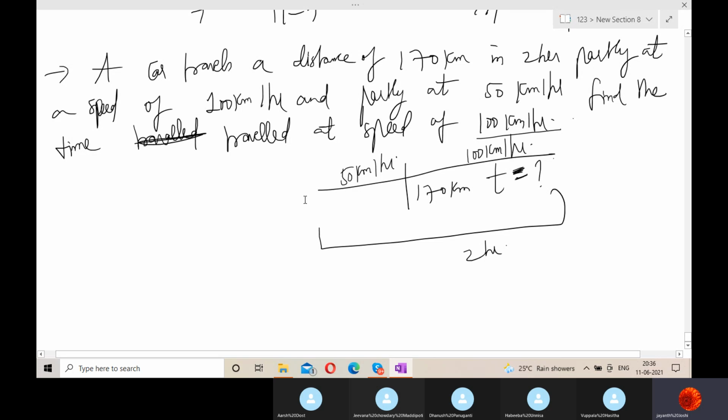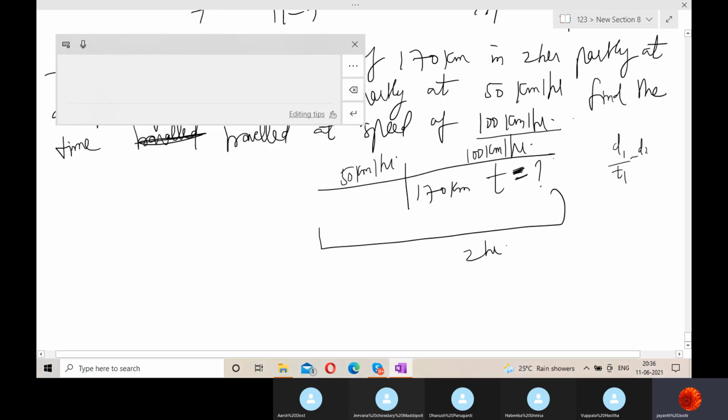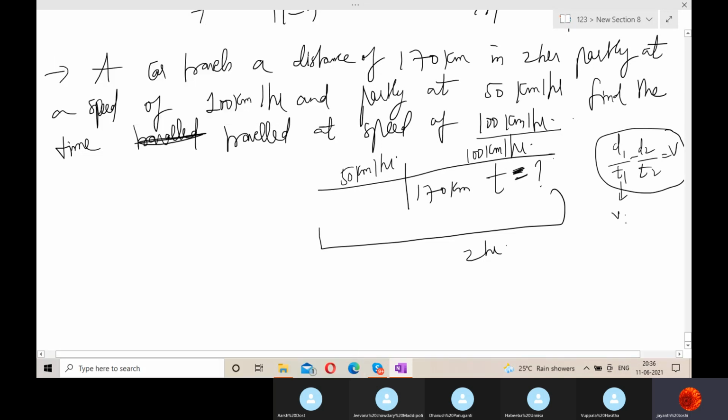So when they gave different distance and time, we used the concept d1 by t1 minus d2 by t2 is equal to v. This is nothing but d1 by t1 is v1, d2 by t2 is v2. V1 minus v2 was given to you. In this question, what is given? 170 kilometers. So can I say they have given d1 plus d2 is equal to 170?